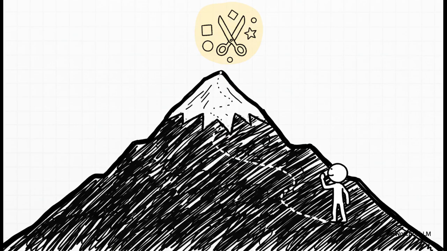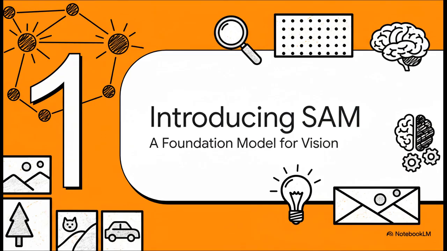You know, that idea of creating a universal cutout tool, or what researchers call a general segmentation model, has been one of the biggest goals in computer vision for a long, long time. And honestly, it always seemed just a little bit out of reach. Until now. And this is it. This is the breakthrough. It comes from Meta AI, and it's called the Segment Anything Model, or SAM for short.